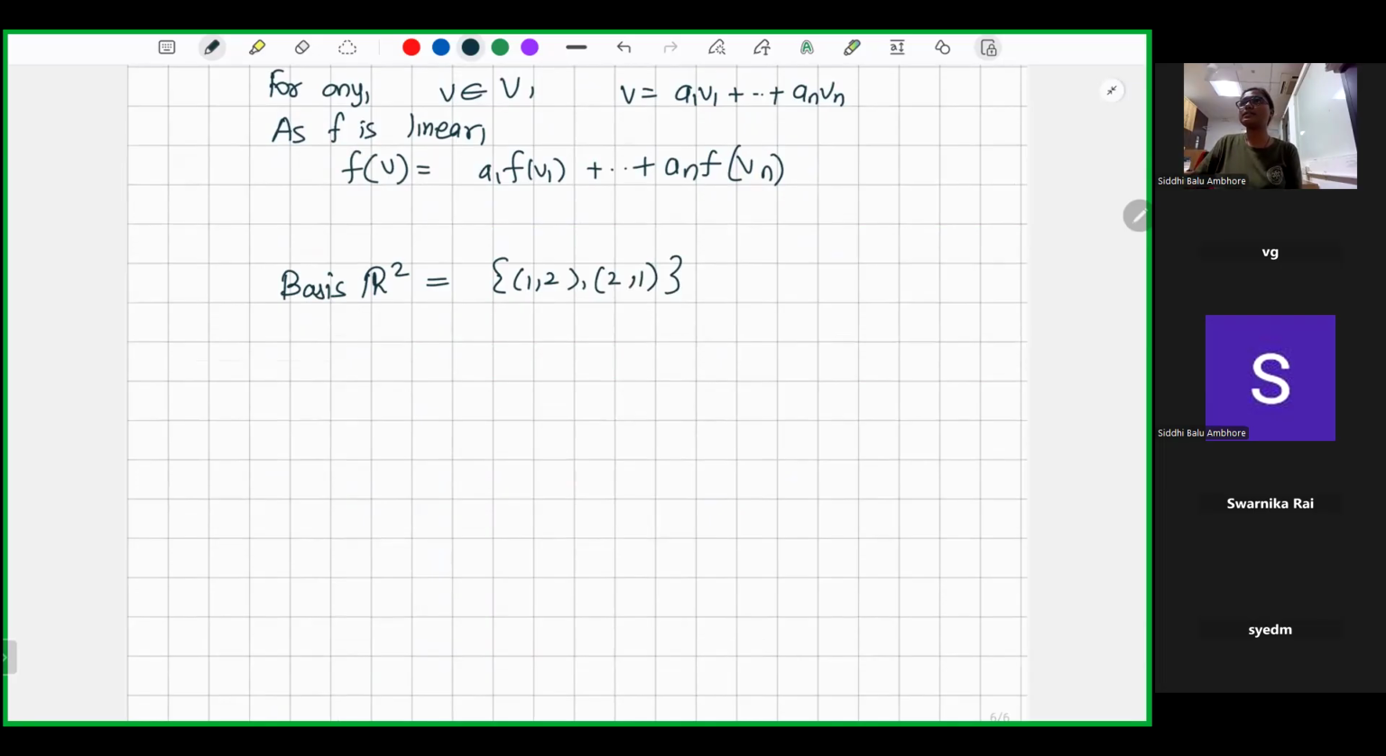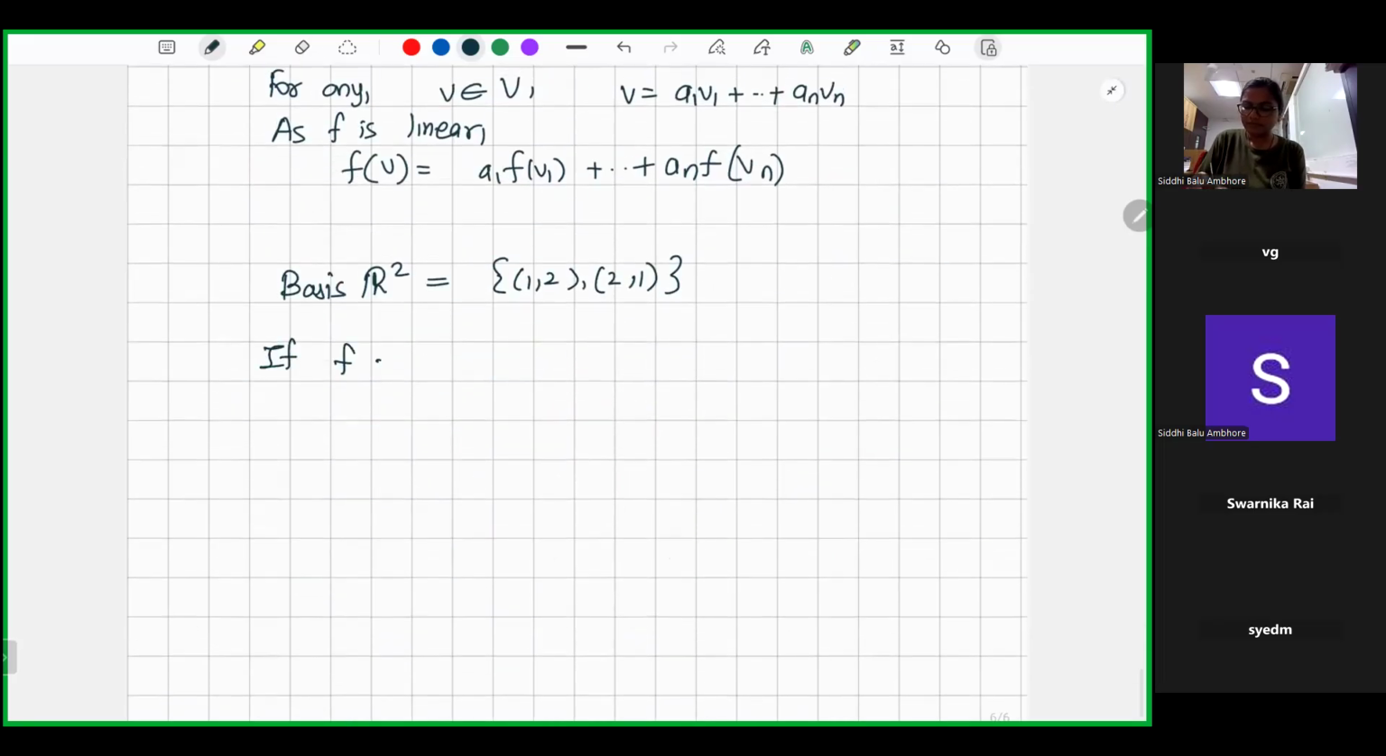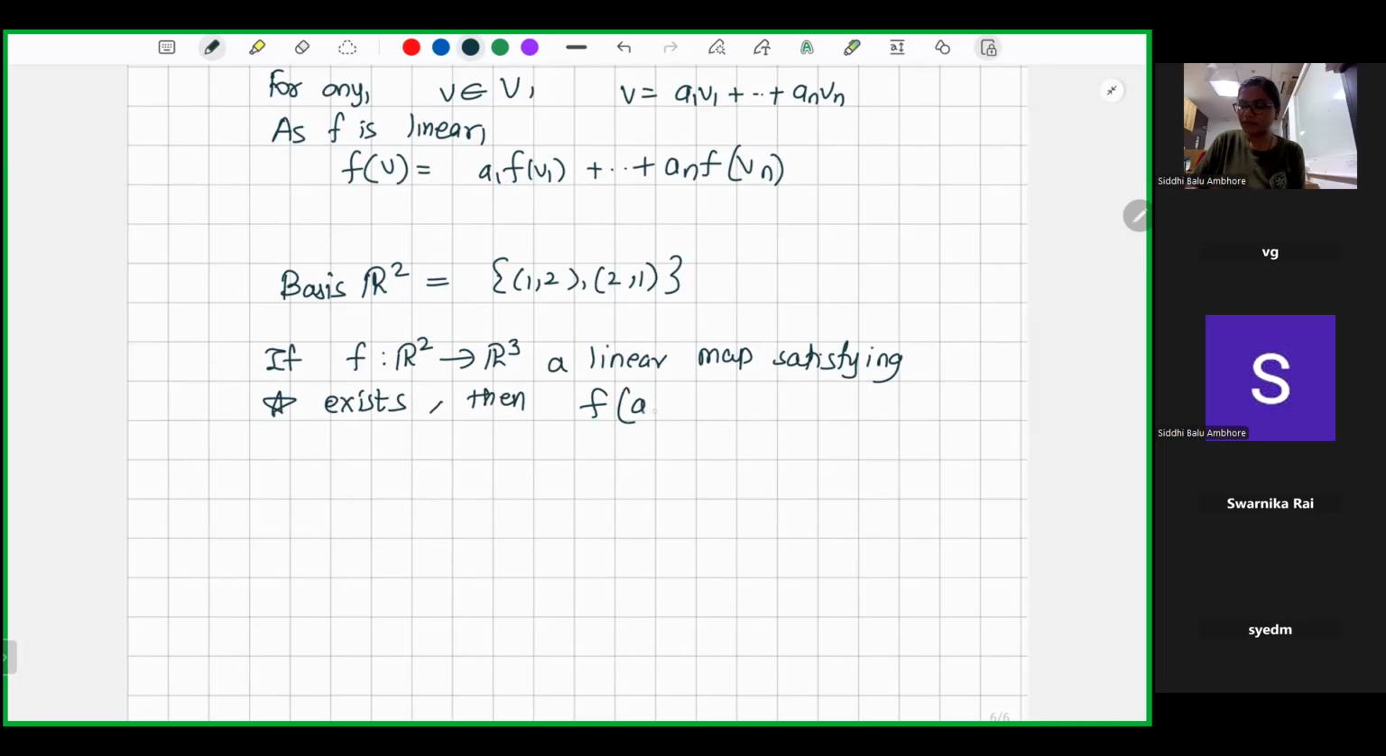And if at all such F exists, so if I call this star, if F from R2 to R3, a linear map satisfying star exists, then f of a(1, 2) + b(2, 1) will be equal to a f of (1, 2) plus b into f of (2, 1). This will be satisfied, okay?